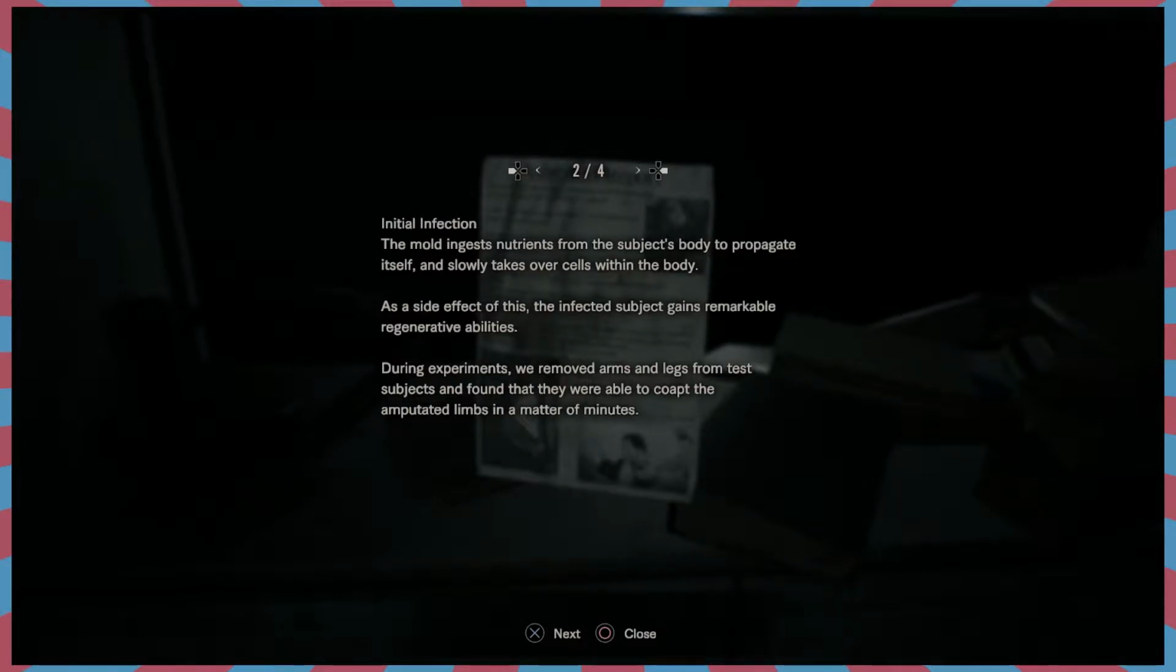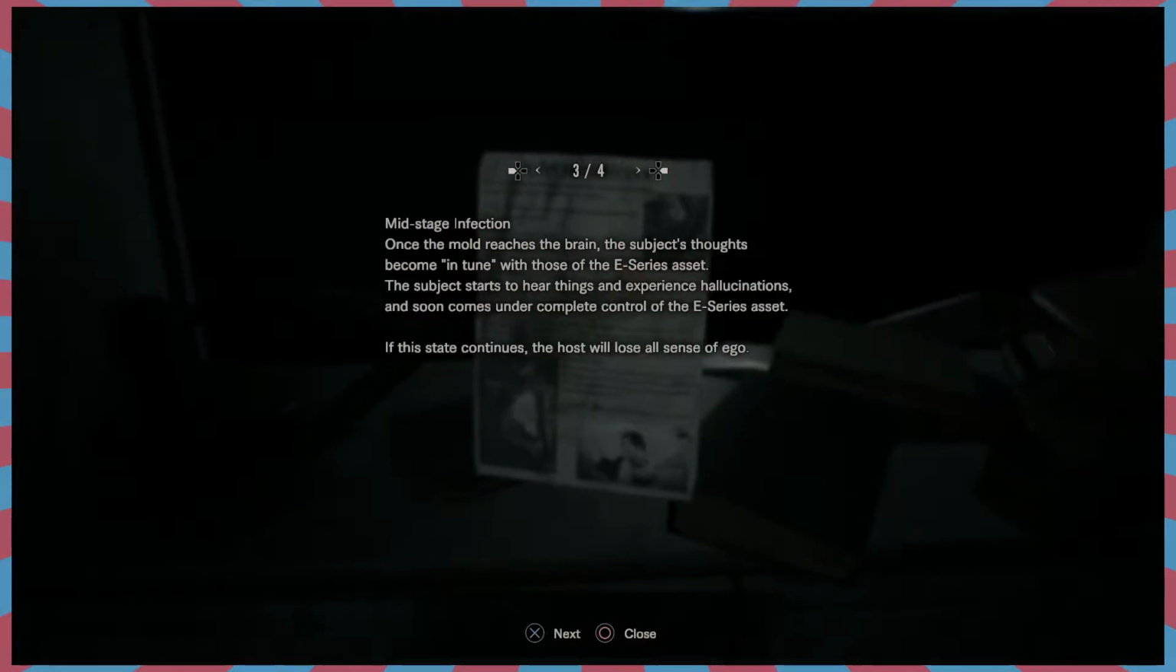Initial infection. Step 1. The mold ingests nutrients from the subject's body to propagate itself and slowly takes over cells within the body. As a side effect of this, the infected subject gains remarkable regenerative abilities. During experiments, we removed arms and legs from test subjects and found that they were able to coapt the amputated limbs within minutes. Who does that sound like? Who's able to regenerate parts of their body? Also me, because I put the stuff on me. Which creeps me out. Actually, it kind of sounds like you're in the initial infection stage. Because you're able to put your foot back together. Yeah, not good.